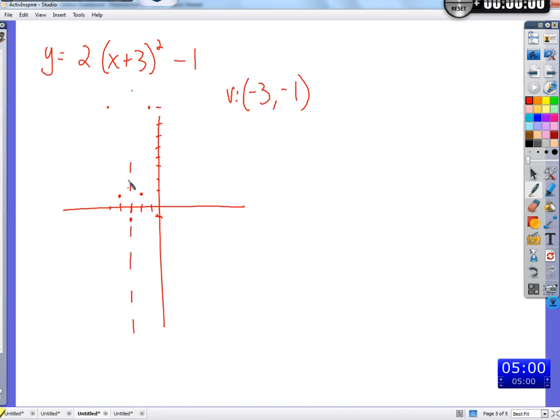There's that symmetry right there, so we can reflect those points over the line of symmetry. And on our points, connect the points we've already plotted.